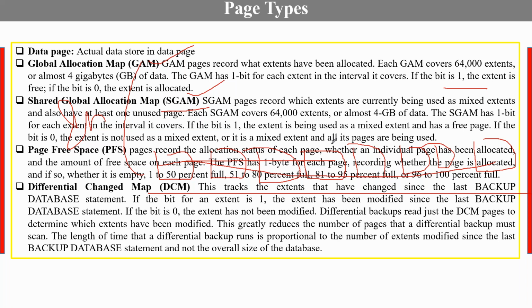So GAM contains allocation information. SGAM contains how much free space is in that extent. That's it, in simple layman's terms, sir.